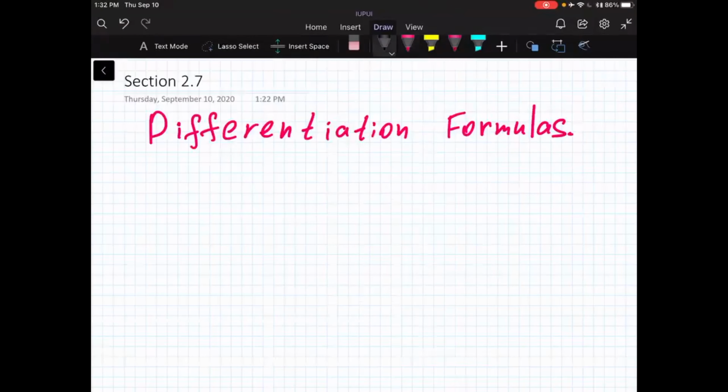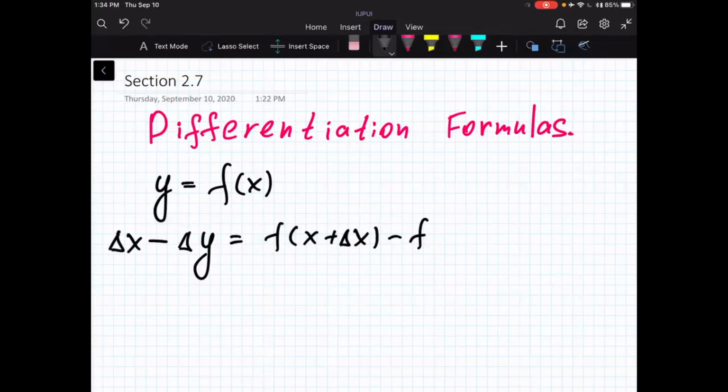New section, 2.7. In this section, we will not see any applications, but this is a very important section where we will learn new rules, how to calculate the derivatives. But let me recall, first of all, some notations from section 2.4, where we introduced delta y and delta x. Suppose you have y equal to f of x, then if you have delta x, that gives you the change in y, which is f of x plus delta x minus f of x.